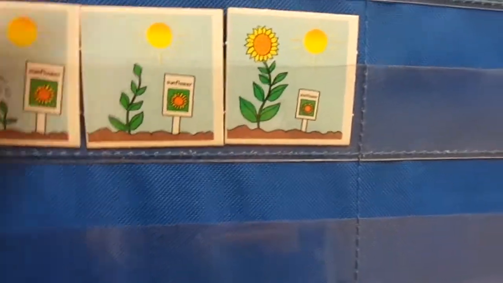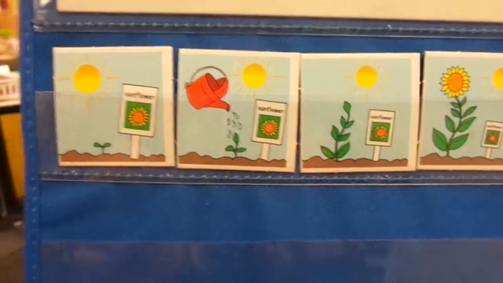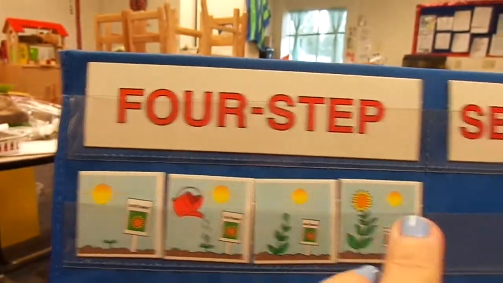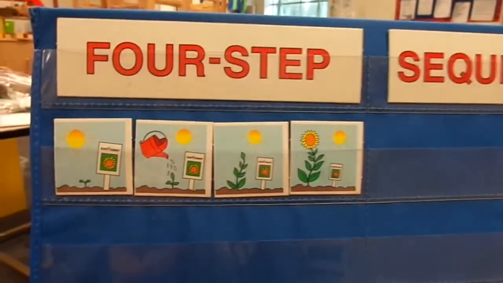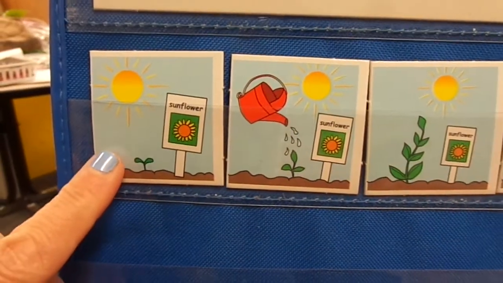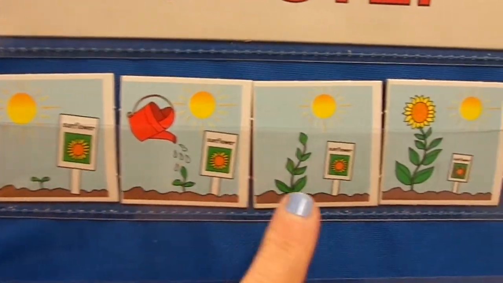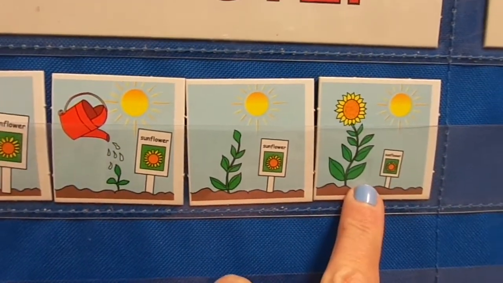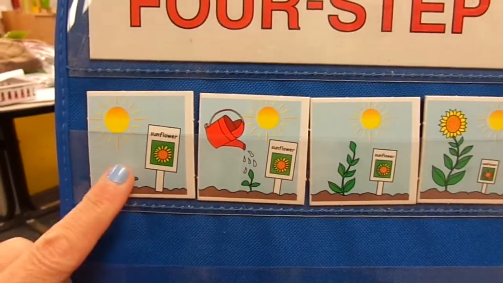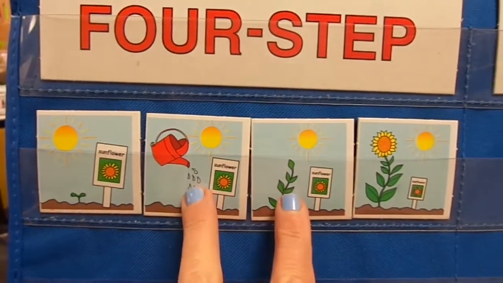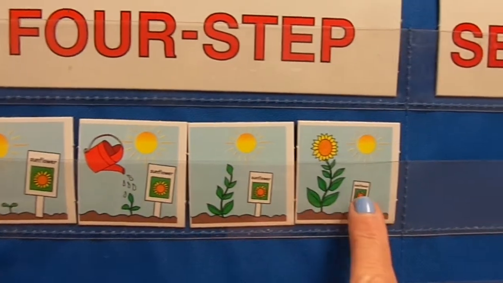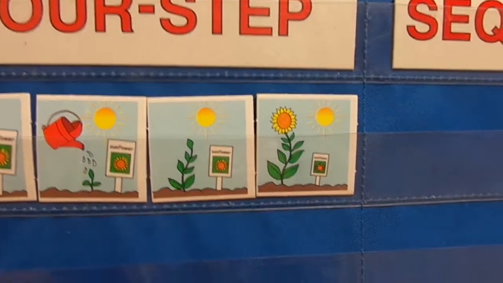Wow, guys, thank you so much for helping me. We put this 4-step sequencing in the correct order. Baby plant getting bigger, bigger, biggest. So this is the beginning. These two are the middle, and this is the end. Great job. I have one more. Let's do it real quick.